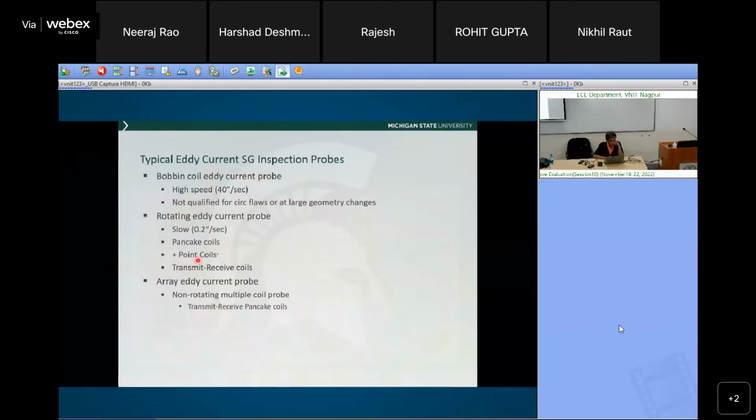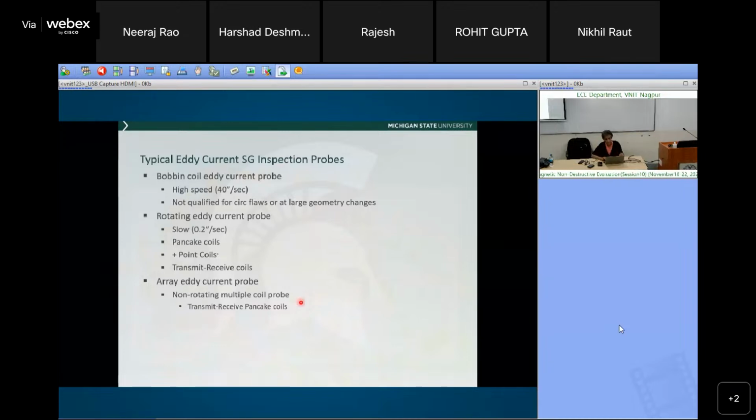So this was too slow. Then people came up with the array probe. It's non-rotating, it just goes straight. Because you have an array of coils, and this is in the transmit-receive mode, there's a single coil transmitting in this array and 2 coils receiving in a differential mode. So it is sensitive to both axial and circumferential defects.